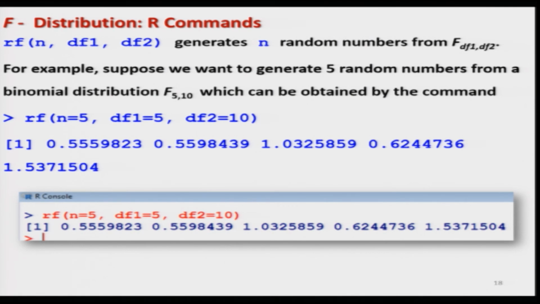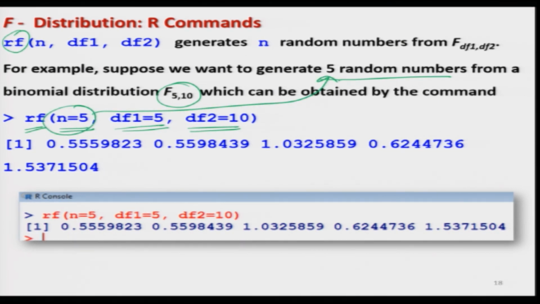And similarly, if you want to generate random numbers from the F distribution, then my command here is rf. Suppose you want to generate 5 random numbers from the same F distribution with 5 and 10 degrees of freedom. I can write rf with n equal to 5, that means 5 random numbers, df1 equal to 5, df2 equal to 10. This n equal to 5 is coming from the requirement that we want 5 random numbers, and df1 and df2 are coming from the specification of the F distribution. You can see you are getting 5 values, and all are greater than 0. That is the property of the F distribution.